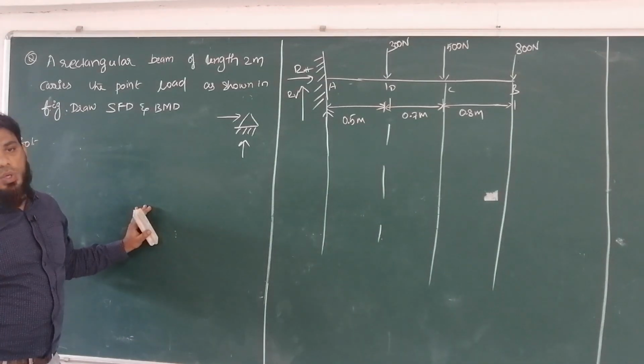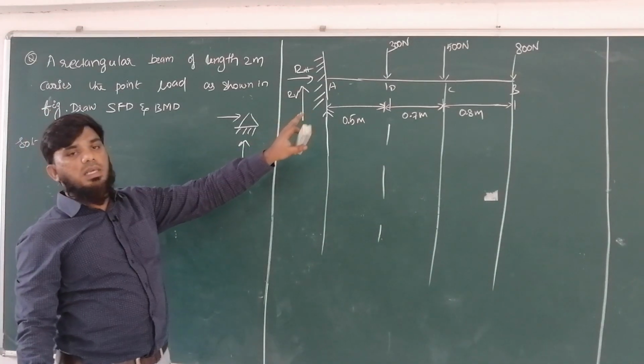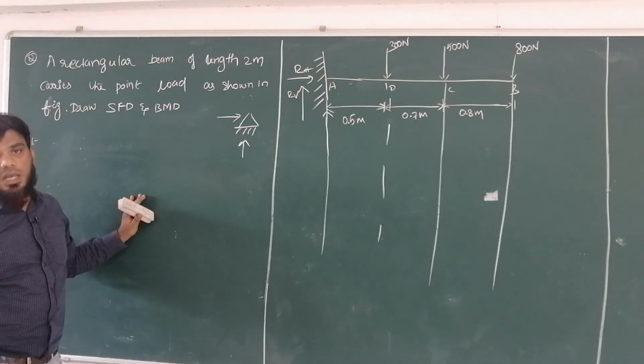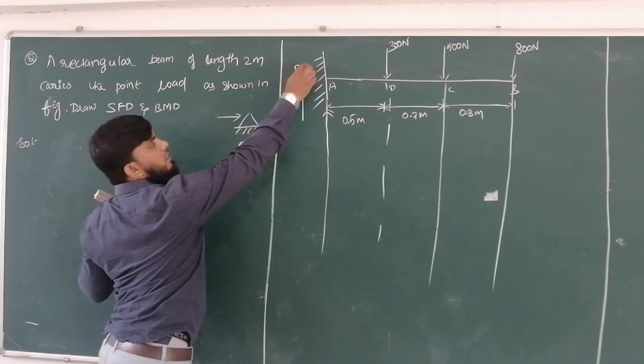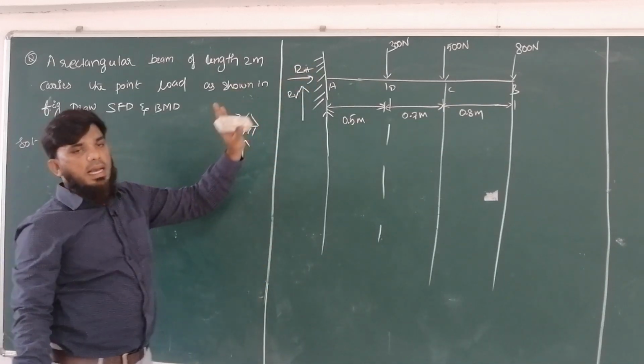Horizontal reaction will come into picture only when there is horizontal load. But here we can see we have only vertical point loads. There is no horizontal load. So the reaction at this point will disappear. Even though it is disappearing, we will write it as it is.